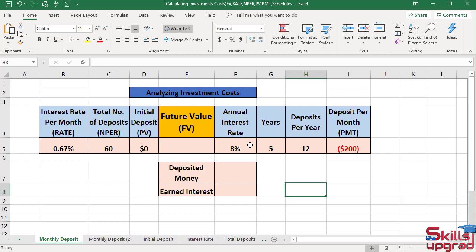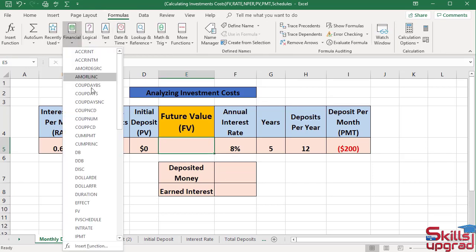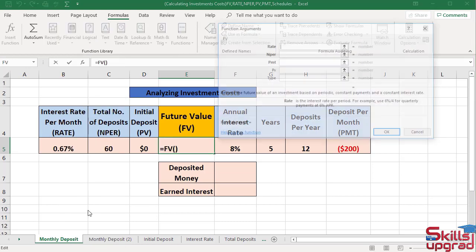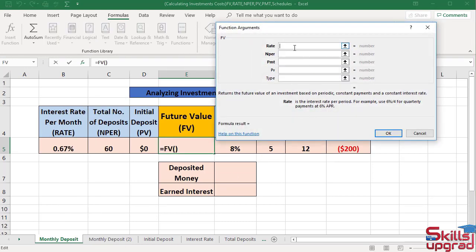To calculate future value of an investment, active cell reference E5, click Financial arrow button. Click FV function. In rate box, select this cell reference, press tab key. In NPER box, select this cell reference, press tab key.